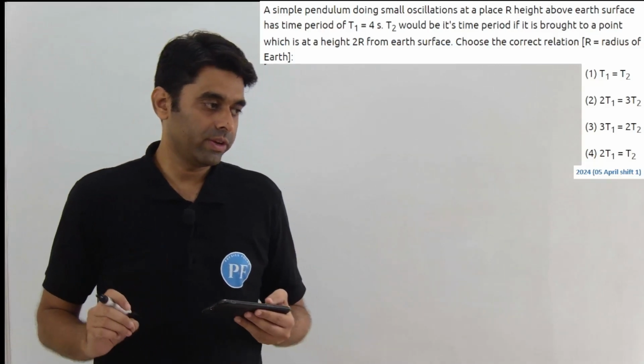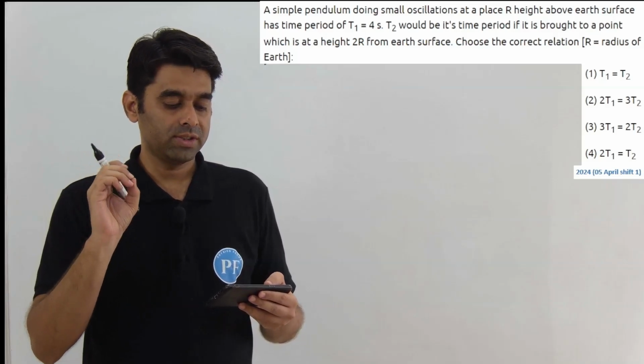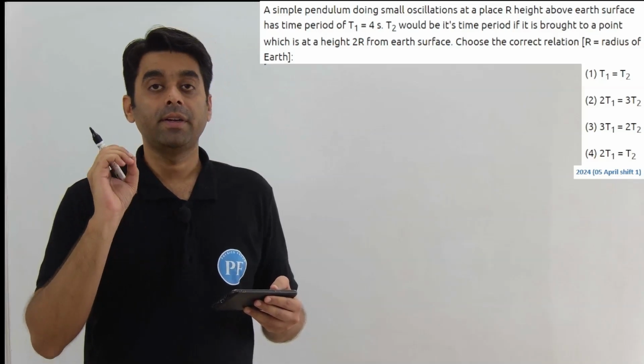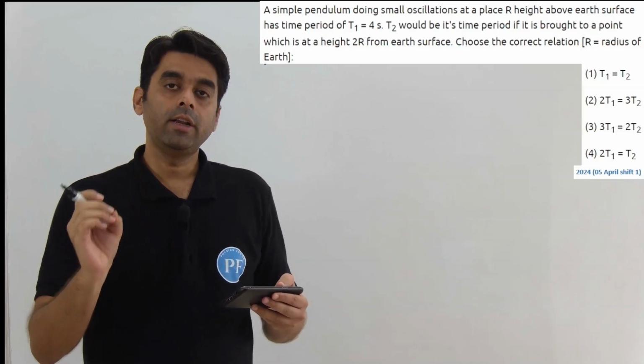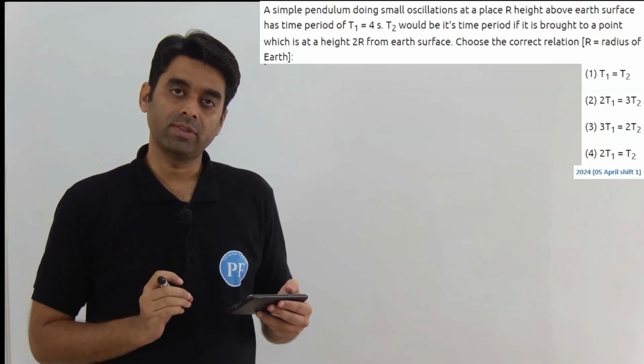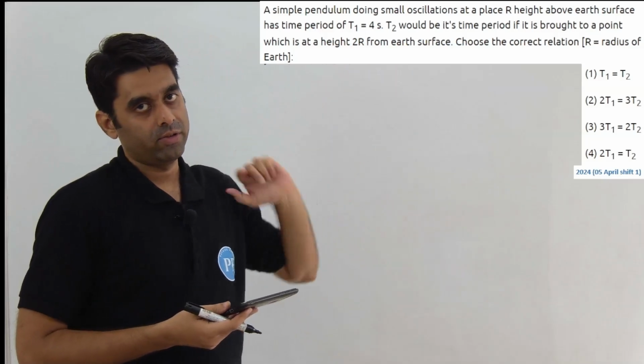So the question that we have says: a simple pendulum doing small oscillations at a place R height from Earth's surface has time period T1 equals 4 seconds. T2 would be its time period if it is brought to a point which is at a height 2R from Earth's surface. Choose the correct relation between T1 and T2. Right? The question is there for you.